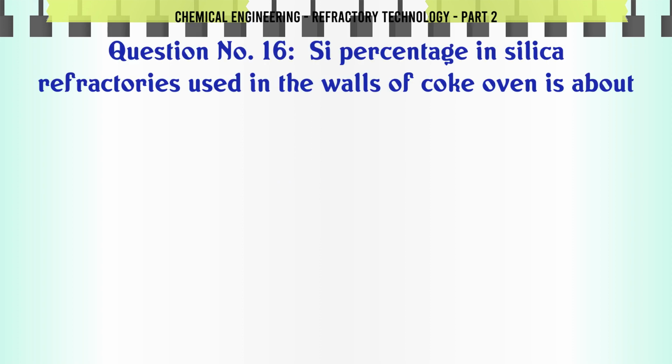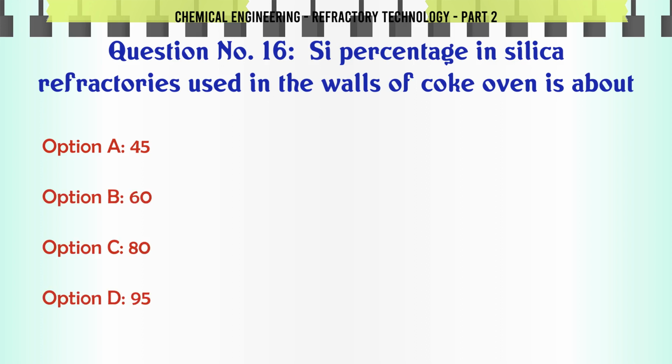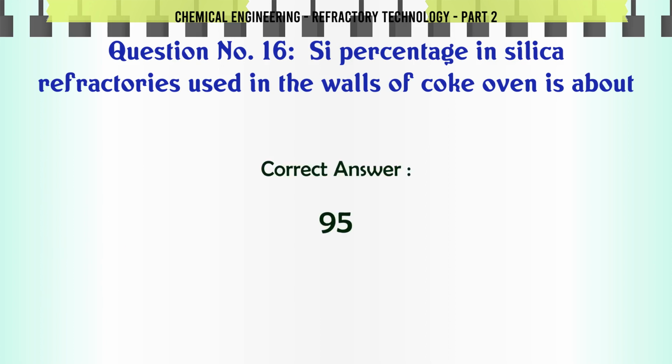SiO2 percentage in silica refractories used in the walls of coke oven is about A. 45. B. 60. C. 80. D. 95. The correct answer is 95.